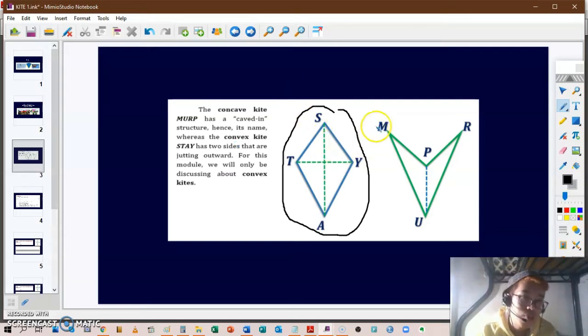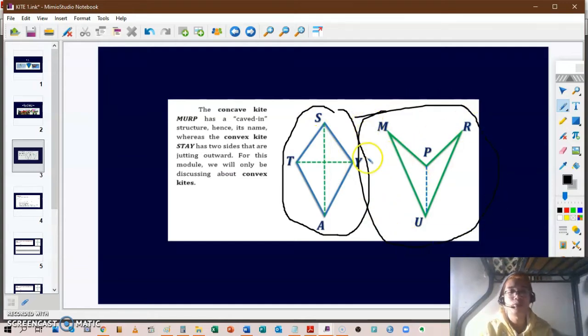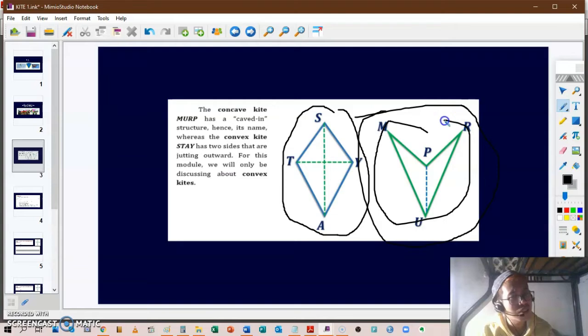So let's say, for example, we have here the concave kite MERP. I've never seen this type of kite before. Have you seen this type of kite before, guys? If you've seen that, that's really cool. It looks like an airplane, like a paper airplane that's been created into this cool looking kite. It kind of looks like a symbol for a cool company.